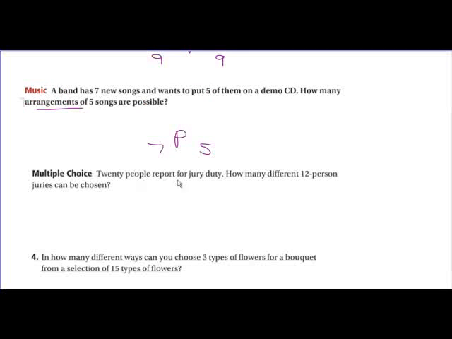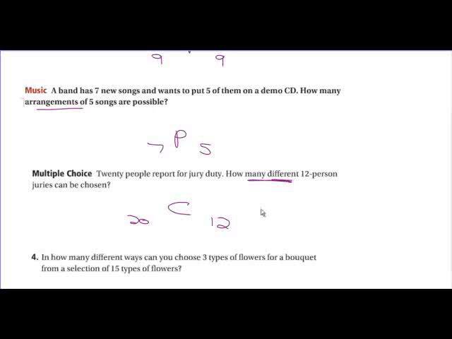20 people report for jury duty. Okay, so you notice as I get the information, I'm just going to pull it out. How many different 12-person juries can be chosen? So we want different juries. Okay. Now, if I pick Billy, Susie, that type of thing. If I then pick Susie, then Billy, instead of Billy and then Susie, that's still the same jury. So here what we're talking about is a combination. So when we say different, we want to be very careful with that. Different doesn't mean I arrange them different.